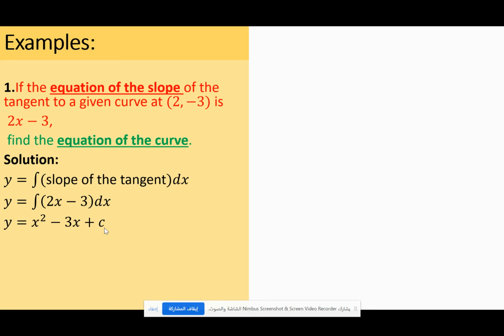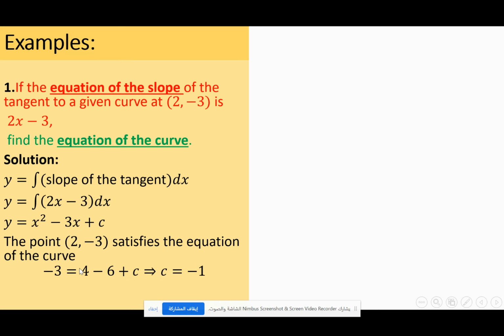Now you need to find how much c is by replacing 2 instead of each x and negative 3 instead of each y, which satisfies the equation of the curve. Negative 3 equals 2 squared, which is 4, minus 3 times 2, which is 6, plus c. 4 minus 6 is negative 2. Take it to the other side, and that will make it positive 2. Negative 3 and positive 2 will give you negative 1. Now we got c. Can we write now the equation of the curve? Yes, we can, which is exactly y equals x squared minus 3x minus 1.